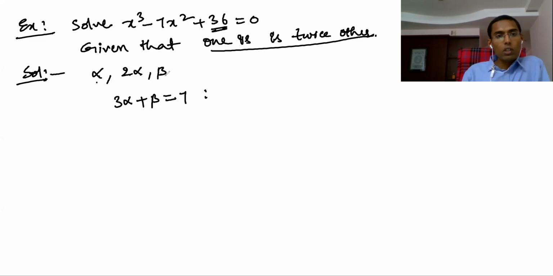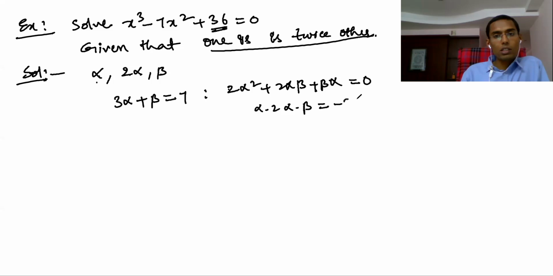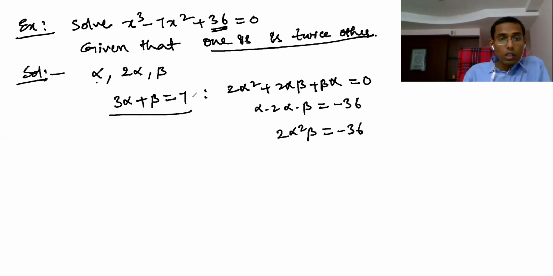Now the sum of the roots taken two at a time: alpha into 2 alpha, then 2 alpha into beta plus beta into alpha. This is given as 0, the x coefficient. The next one is alpha into 2 alpha into beta, the product of the three roots, is minus 36. So by using this information, we are going to find alpha and beta. You have only two variables and three equations, so you can solve it.